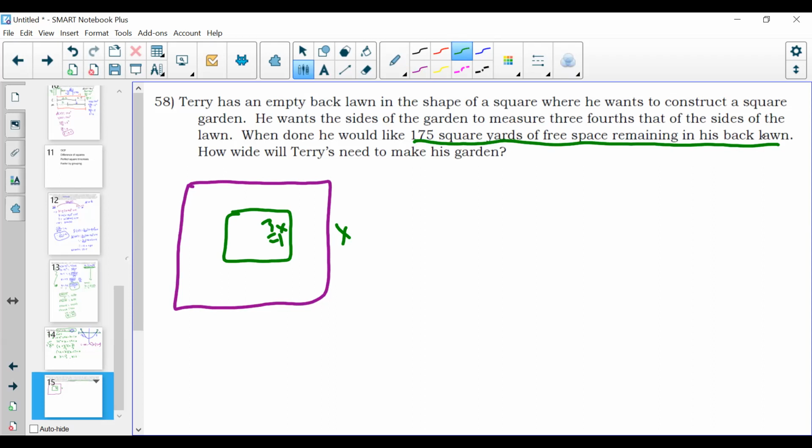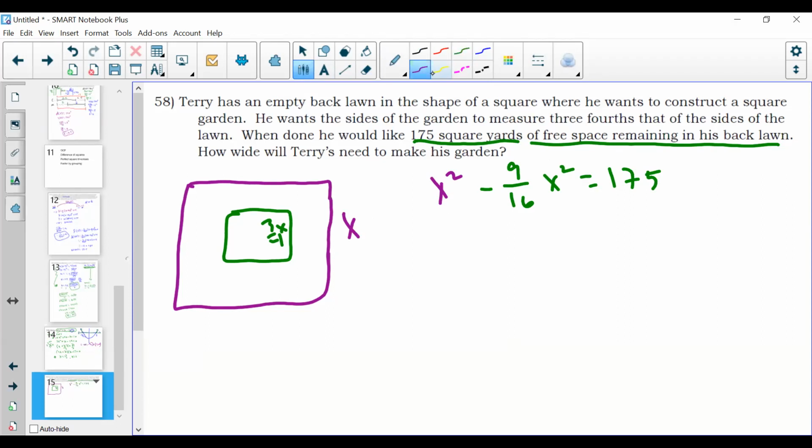So after he makes this garden, he wants there to be 175 square yards remaining. In other words, the area of the back lawn is X squared, and I subtract the area of the small square. I can do it in a different color to make it a little more clear. So this is X, that's 3/4 X. I want X squared minus 9/16 X squared to equal 175. He said he wants exactly 175 square yards of free land. So this is what I'm going to solve here.